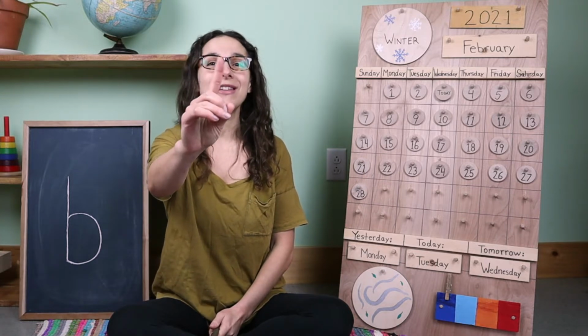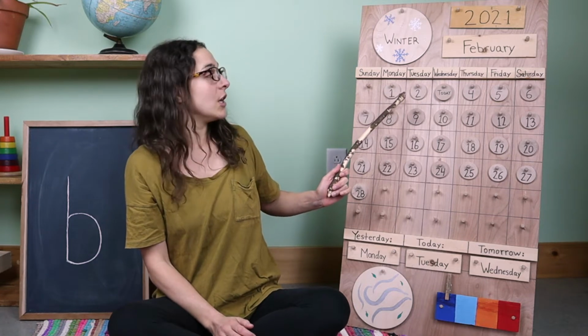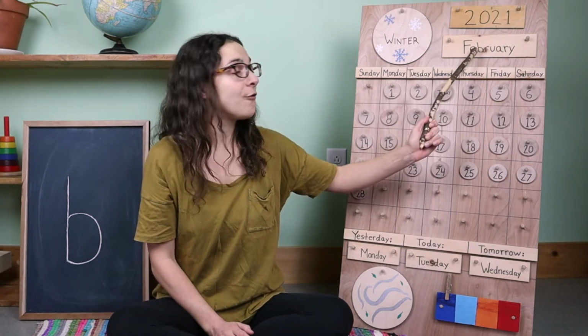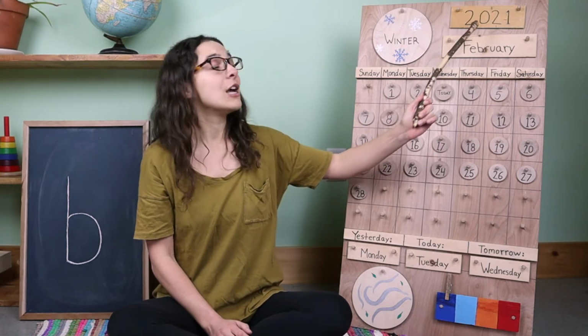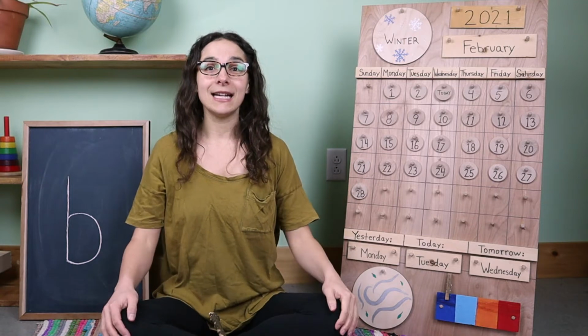All right, friends, will you count all the days that we've had so far in the month? Let's warm up those counting fingers. And we'll start at the number 1, 2, 3. Today is February 3rd, 2021. Now it's time to sing the days of the week.